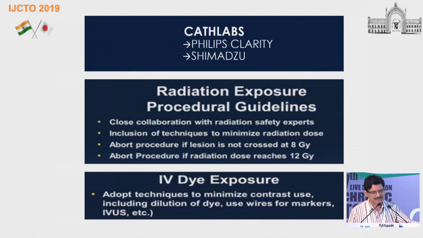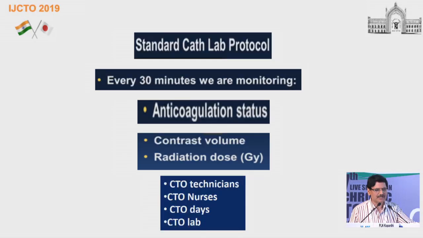And abort the procedure if the lesion is not crossed at 8 grays, and abort the procedure if the radiation dose reaches 12 gray. And most important, the contrast exposure, which you also have to take care of, by adopting techniques for minimizing contrast usage, including dilution of the dye, that is 80-20%, use of wires as markers, and intravascular ultrasound. Especially our Japanese colleagues invented these techniques of retrograde angioplasty of a CTO with as little as 9 ml of contrast. Like this, we have to adopt those techniques to minimize the contrast.